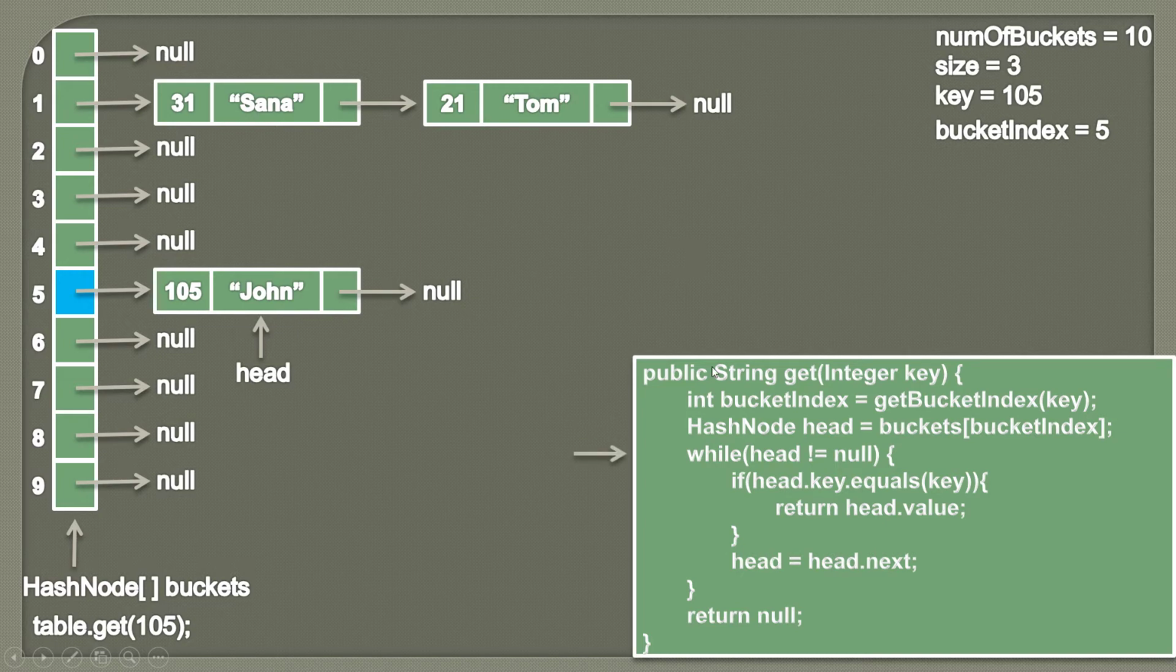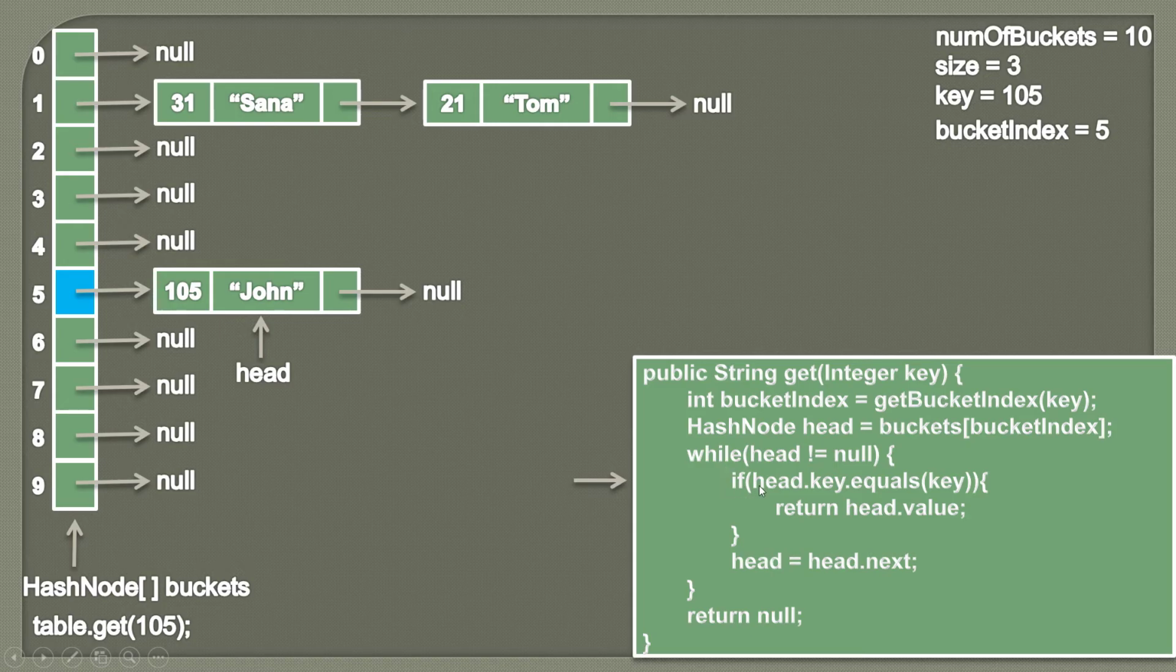Now how can we search for our key? We provide a while loop, and the reason is that here you can see there is only one hash node, but there could be a possibility that there are n number of hash nodes. So we need to compare each and every hash node's key with the key which we want to search. So we simply check whether head is equal to null or not. If head is not equal to null, it means that there are nodes present at this index. So we provide an if condition and check whether head.key, which is 105, is equal to the key which we want to search.